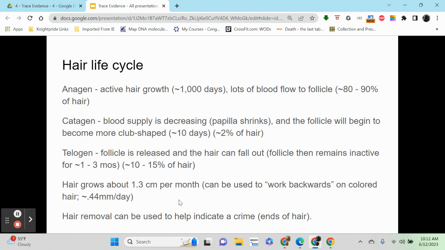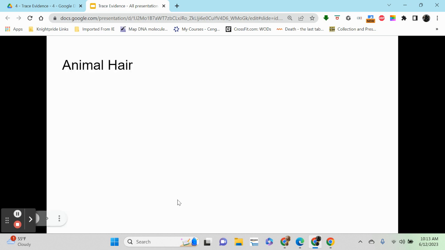Again, the way that the hair ends up being removed can help indicate if a crime has occurred, by whether or not a hair has been torn or broken or cut cleanly, right? If it's been cut with scissors or something like that, versus if it's been ripped out or torn or broken or frayed, or it indicates some damage has been done to it prior to being removed from the individual.